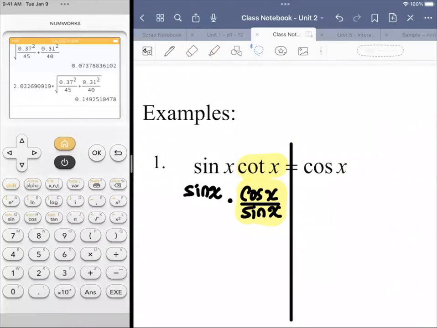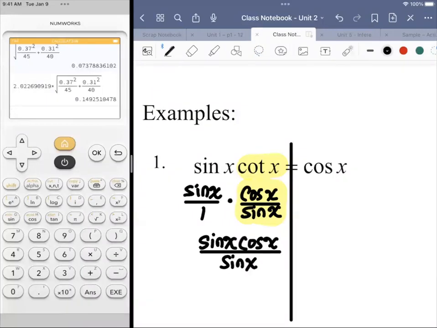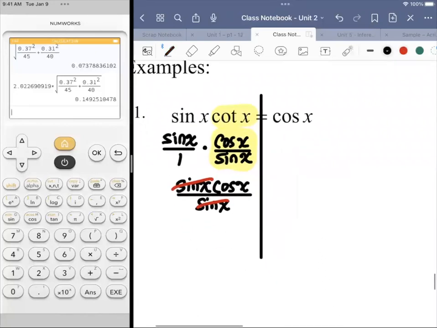So I'm going to write that sine as sine of x over 1. When I multiply, and you don't have to show this intermediate step, but I'm going to do it anyway, just for instructional purposes, you could make sine x over 1 times cosine x over sine x. You can make that sine x times cosine x, over 1 times sine x, which is sine x. Now I see I have a common factor that can be canceled, and I'm just left with the cosine of x.